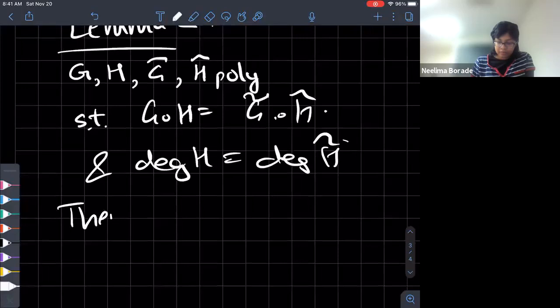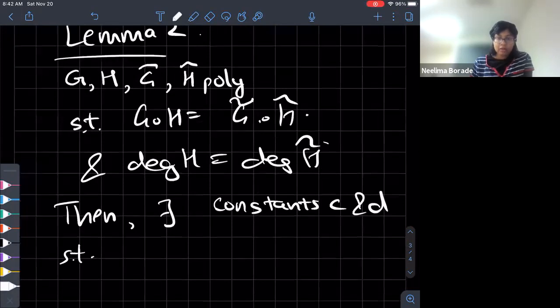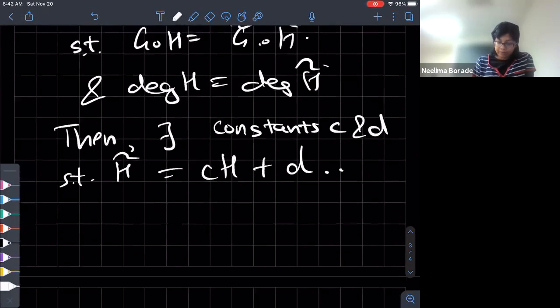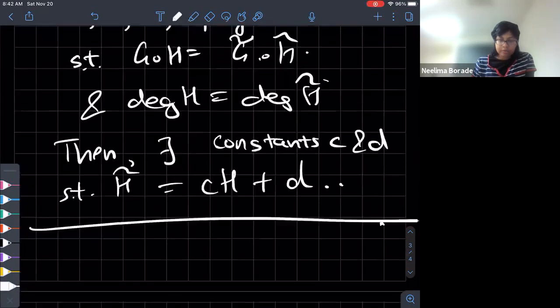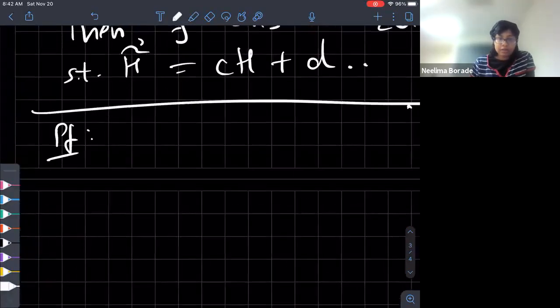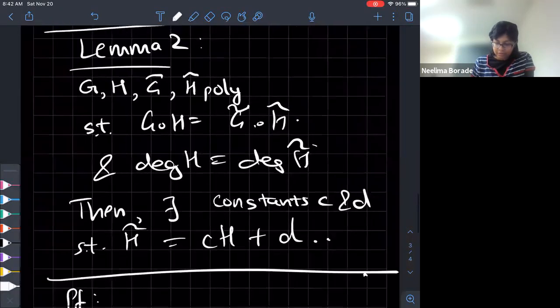Then there's a nice relationship. So there must be constants C and D such that you can write H twiddle as CH plus D. Okay. So how does one prove this? Again, the proof is not too hard. We basically do some substitutions and reduce to the first lemma.